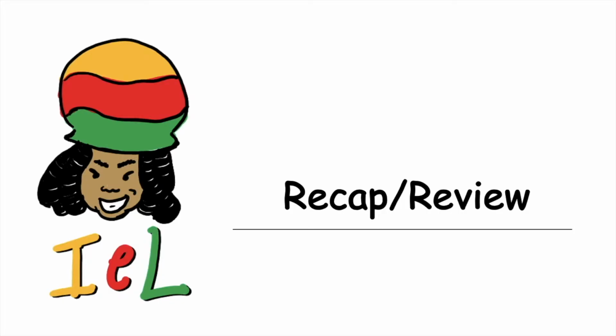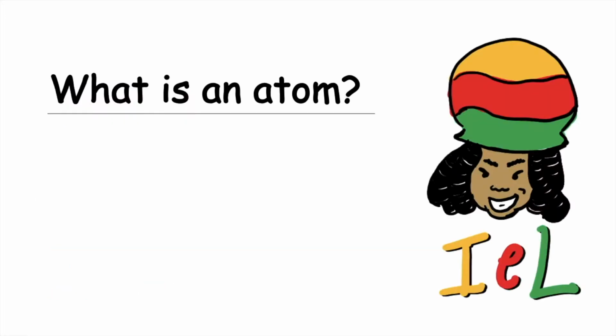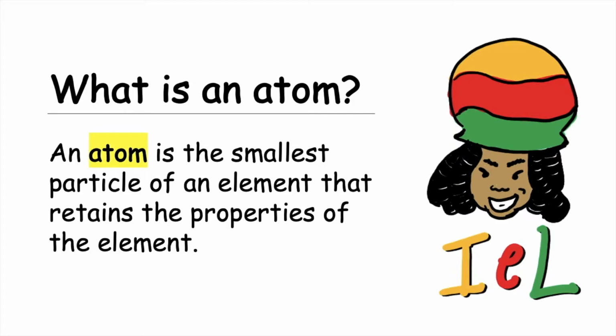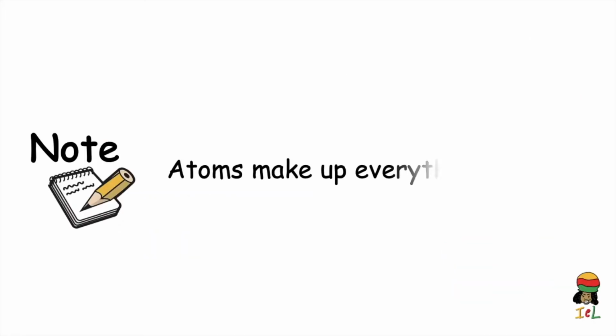But before we delve right into the lesson, let us do a quick recap of the definition of an atom, which was done in a previous video on elements and compounds. Remember, an atom is the smallest particle of an element that retains the properties of the element. So in other words, the atom behaves chemically just like the element. Just keep in mind that atoms make up everything around us.